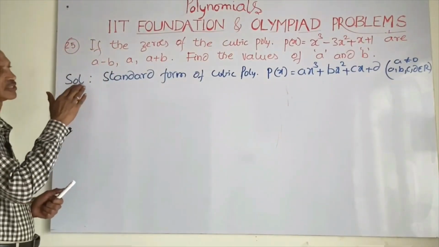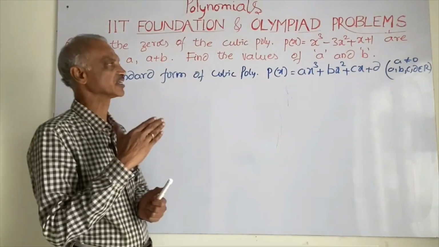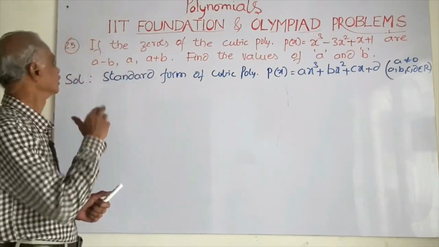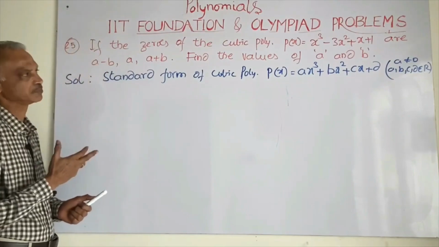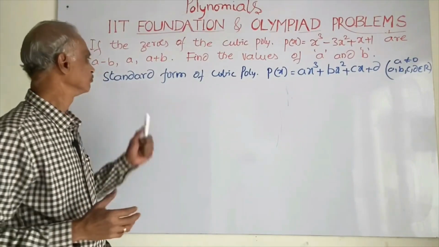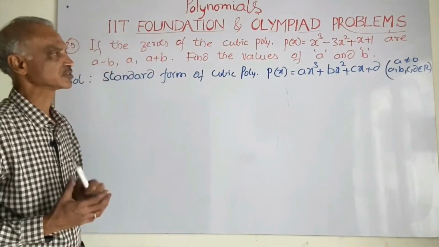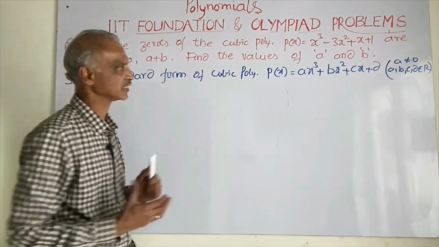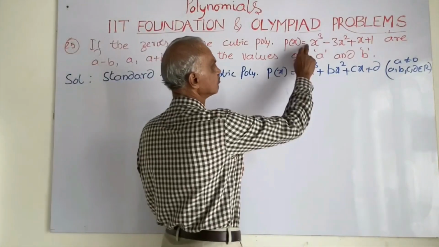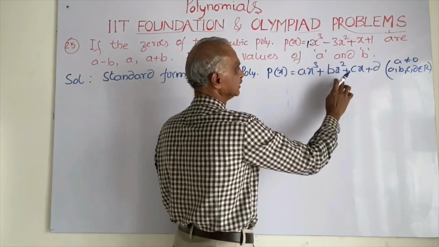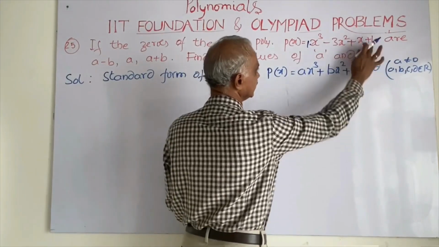Now what is the 25th problem? If the zeros of the cubic polynomial p(x) = x cube minus 3x square plus x plus 1 are a minus b, a, a plus b, find the values of a and b. We know the standard form of the cubic polynomial is ax cube plus bx square plus cx plus d. Here a is 1, b is minus 3, c is 1 and d is 1.